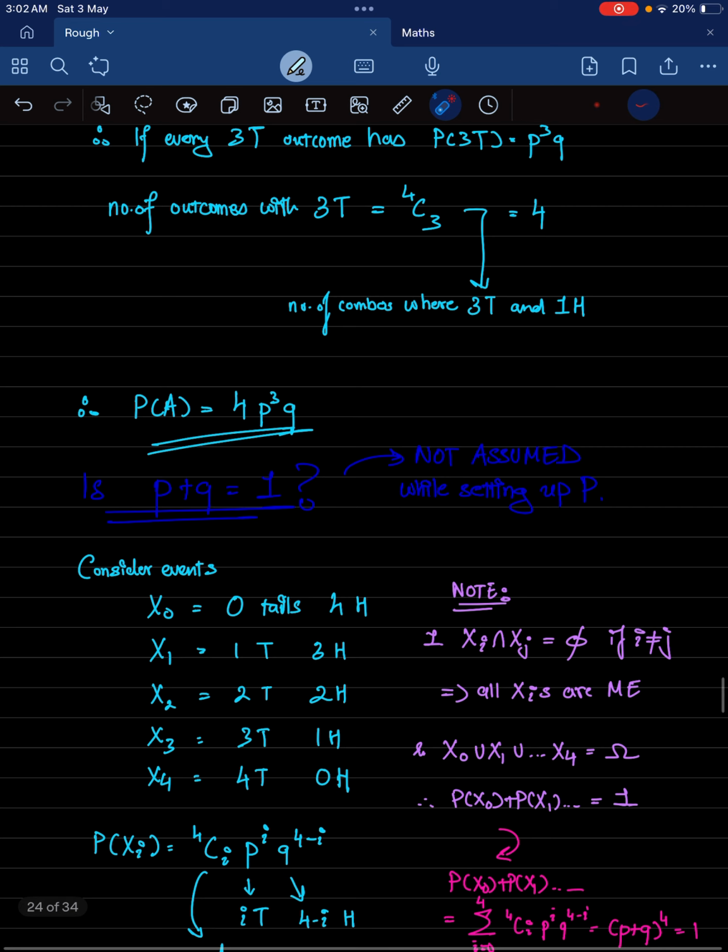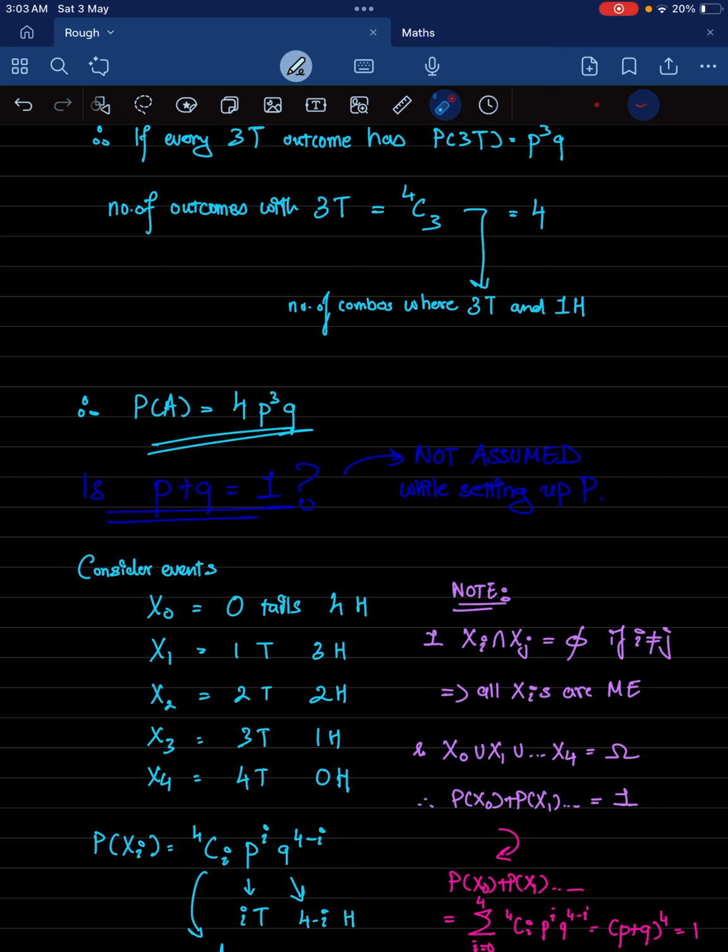Now the big question is, is p plus q equal to 1? I haven't said that it is 1. I just constructed some weird probability measure that came into my mind. Okay, I didn't assume that p plus q was 1, but is it 1? Let's find out.